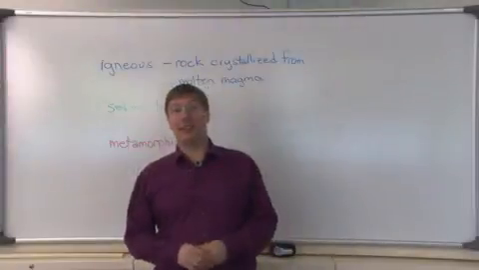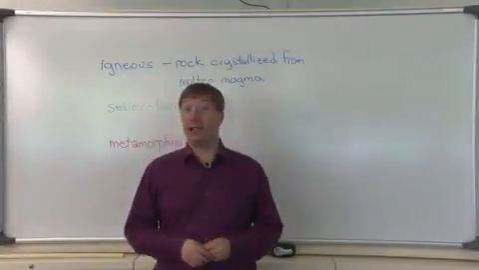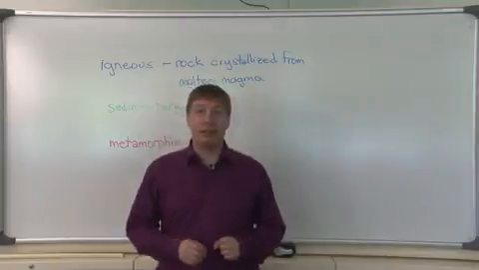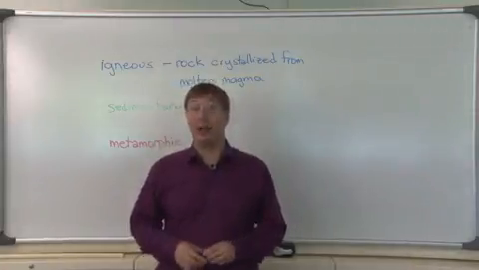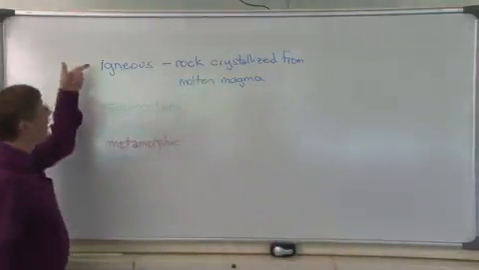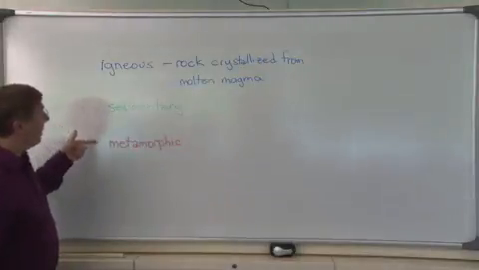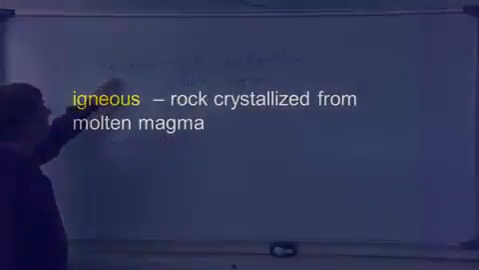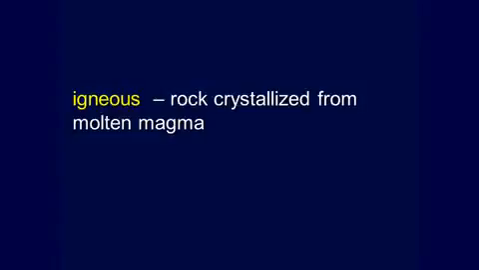Now that we know the definition of what a mineral is and what a rock is, let's talk about the three different types of rocks and how we classify them. They are igneous, sedimentary, and metamorphic. The definition of an igneous rock is a rock that's crystallized from molten magma.